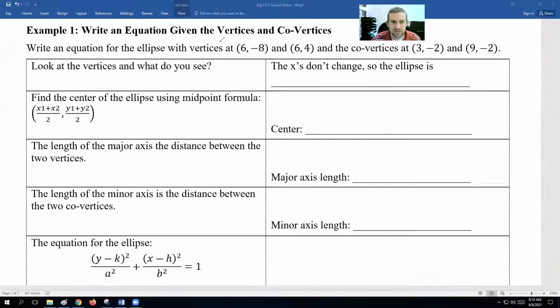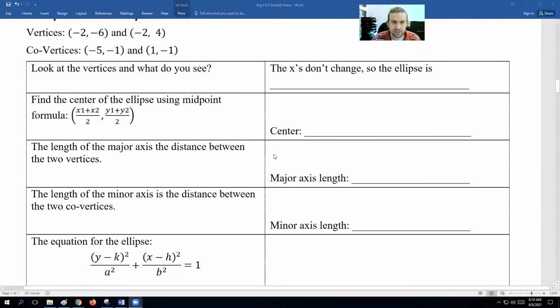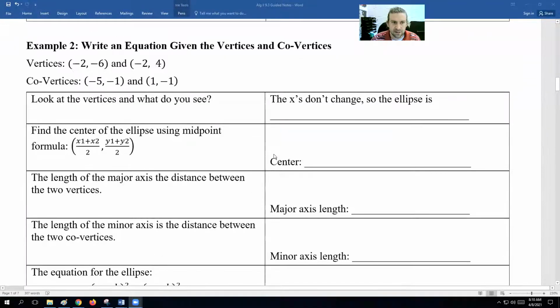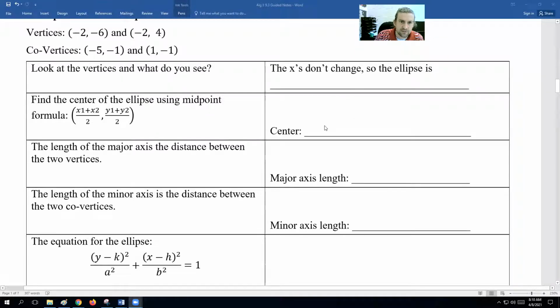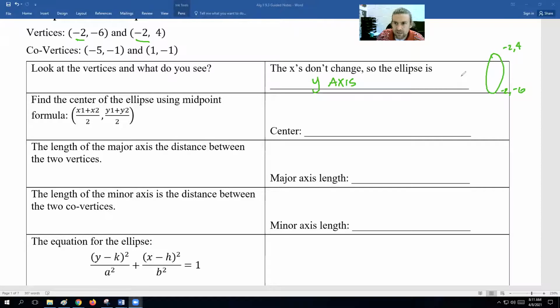Okay, so let's try this again one more time. The first goal is to make sure we can get the equation given the vertices and the co-vertices of the graph. Let's look at this one here. In this problem, we've got x is -2 for -6 and 4. So this ellipse, the x does not change at all. Once again, this is another y-axis ellipse. The co-vertices, and maybe take a second to graph: we've got (-2, -6), (-2, 4), and then (-5, -1) and (1, -1).